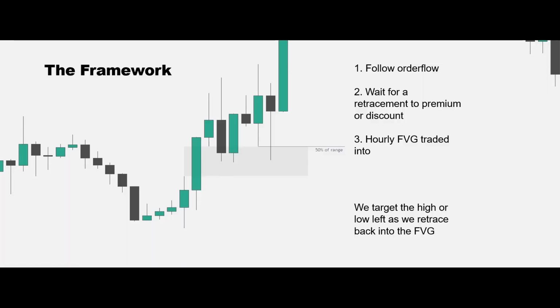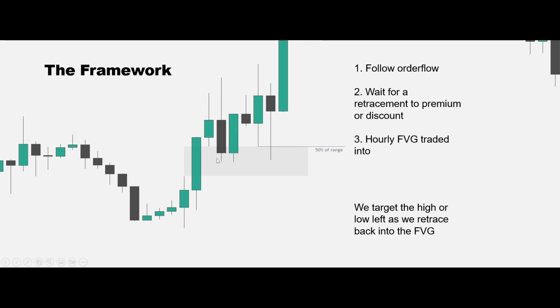Now, getting started here with the framework of this. The framework of the model is that we need to follow order flow, we need to wait for a retracement to discount or premium, and then we trade into an hourly FVG and target the high that's left on the retracement towards the hourly FVG.